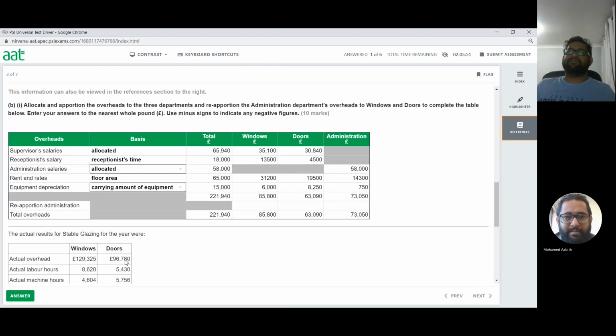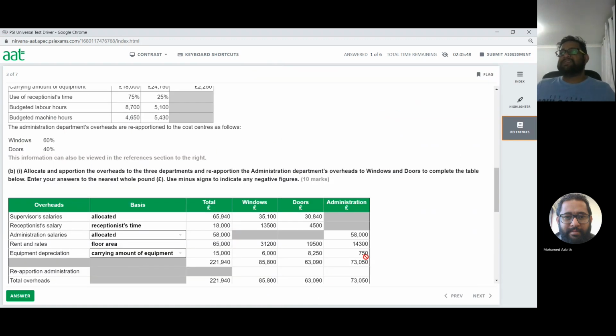So I'm going to get rid of this reference now because I already have a subtotal. This 73,050 pounds now has to be split between windows and doors at a 60% to 40% pro rata. So 73,050 multiplied by 0.6 will give you for the Windows department 43,830. And then this one also has to be multiplied by 0.4. That is going to give me 29,220.